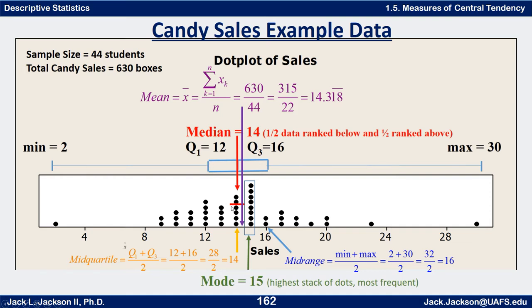Similarly, we can construct the quartiles. Now let's see, we have 22 in the lower half, so it'll be between the 11th and the 12th one. 1, 2, 3, 4, 5, 6, 7, 8, 9, 10, 11, 12. The 11th and 12th ones are both 12, so Q1 is 12. And then it would be between the 11th and 12th one from the top for Q3. 1, 2, 3, 4, 5, 6, 7, 8, 9, 10. The 11th and 12th ones are both 16s. So there's Q3, and that allows us to get our box plot.